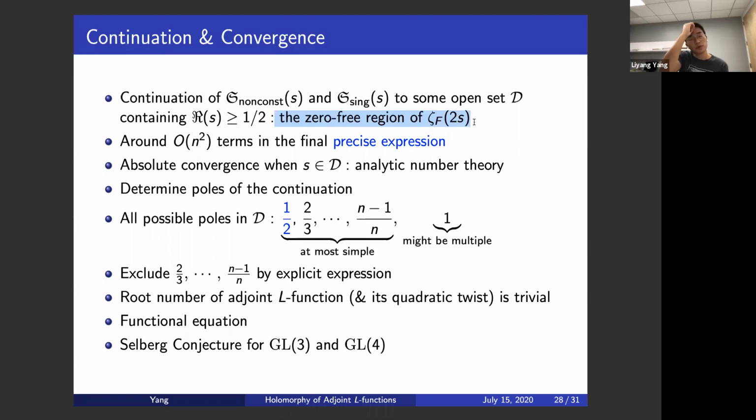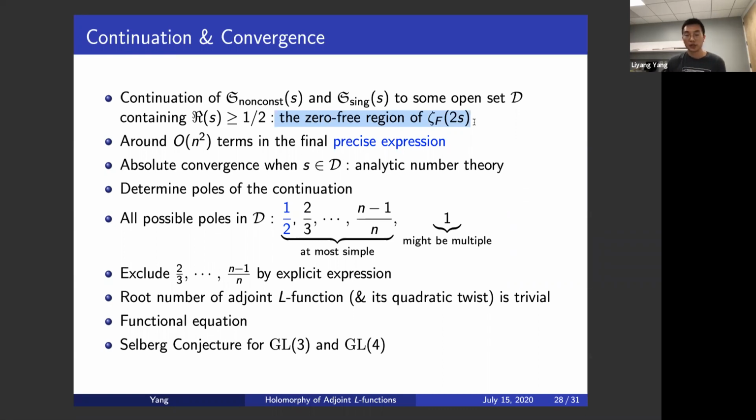Like for GL3, there would be 20 or 30 terms, and we can show the absolute convergence for each such expression in this region D. As before, when the real part of s is large enough, we can use a variant of Arthur's truncation to show the absolute convergence. But when s is in the strip, namely the real part of s is smaller than or equal to 1, things would be a bit tricky, because you cannot unfold the Eisenstein series, as the Eisenstein series does not converge absolutely anymore in that region.